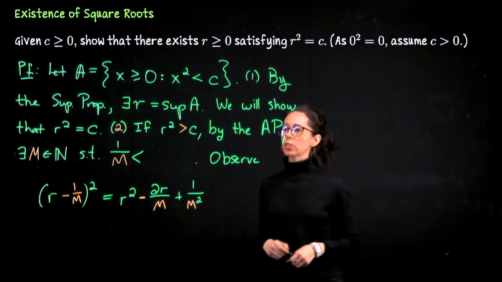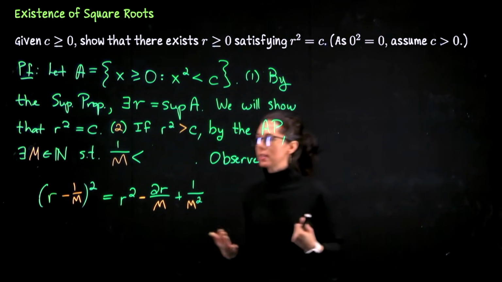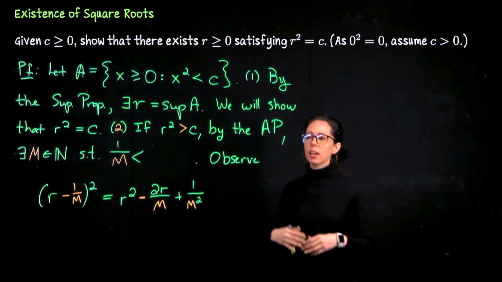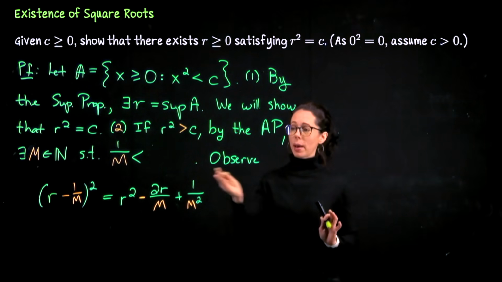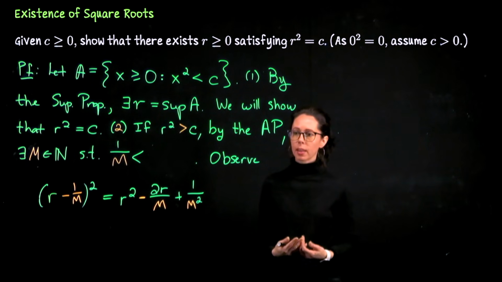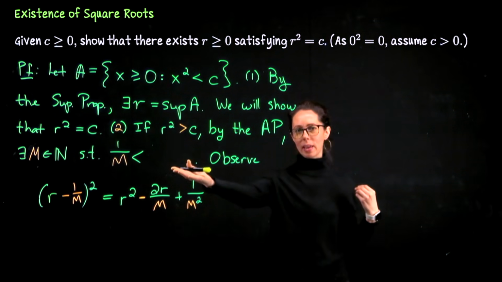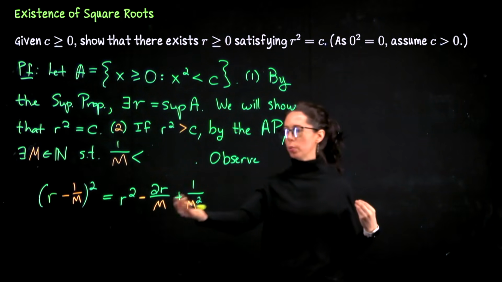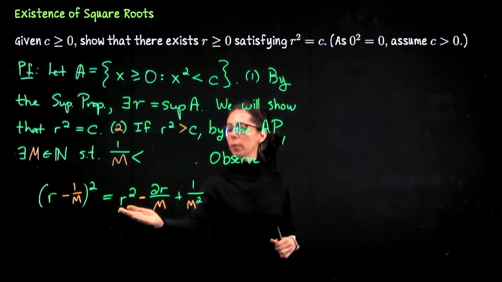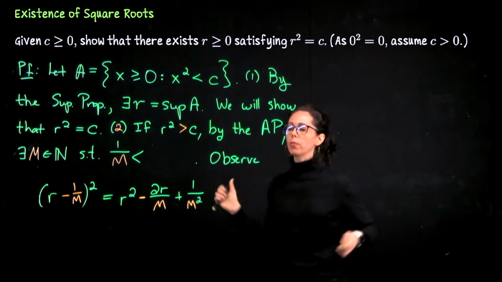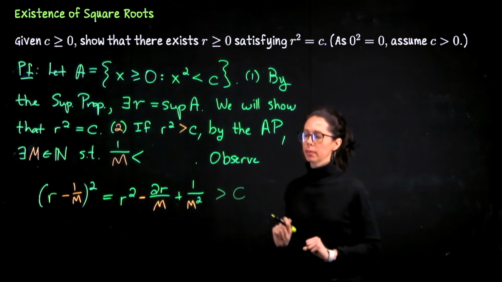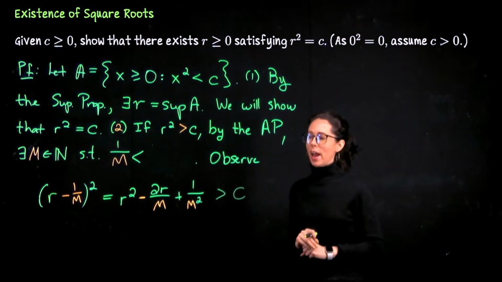In detail, if r squared is greater than c, by the Archimedean principle, there exists some natural number m so that the reciprocal, 1 over m, is less than a bound that we will create together in just a moment to allow the algebra to give us what we need. So we don't yet know what m is going to satisfy, but we know what we want to do with 1 over m. We're going to subtract it off of r. Let's square this as we did before: r squared minus 2r over m plus 1 over m squared. I want that to be greater than c, so that it's also an upper bound for the set A.